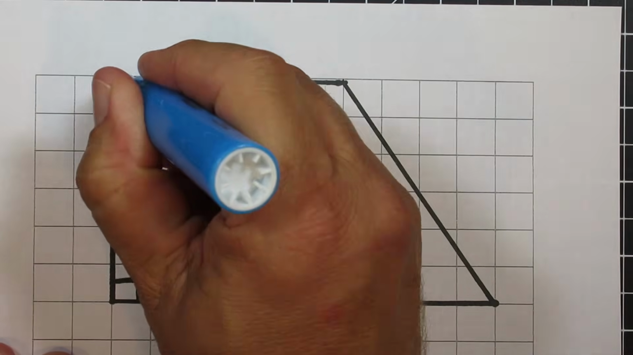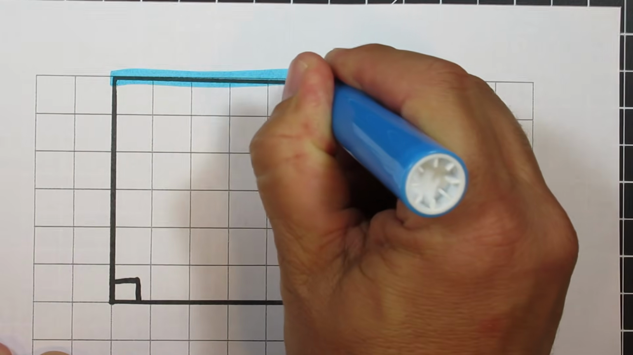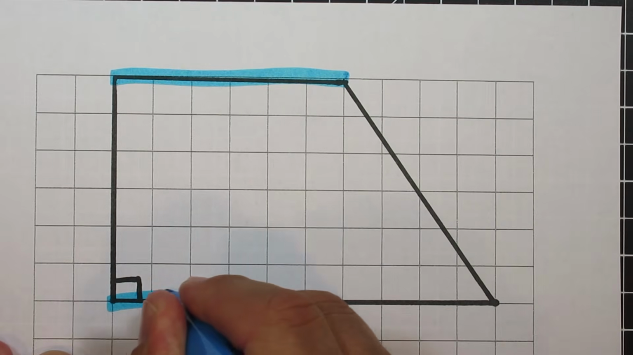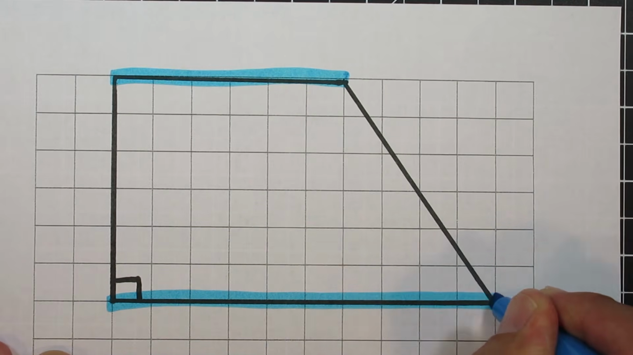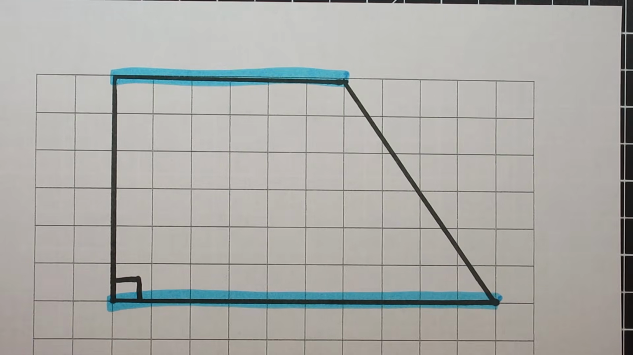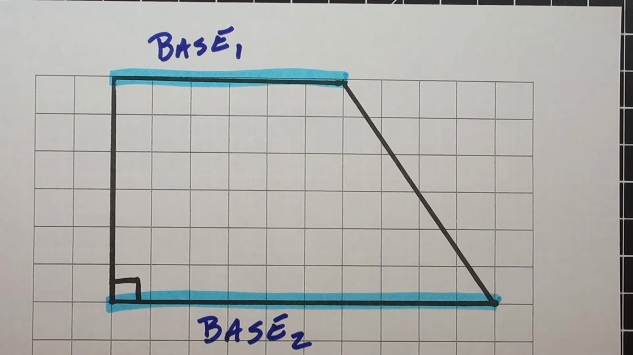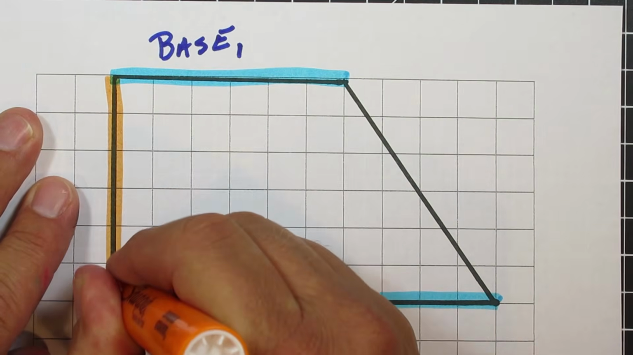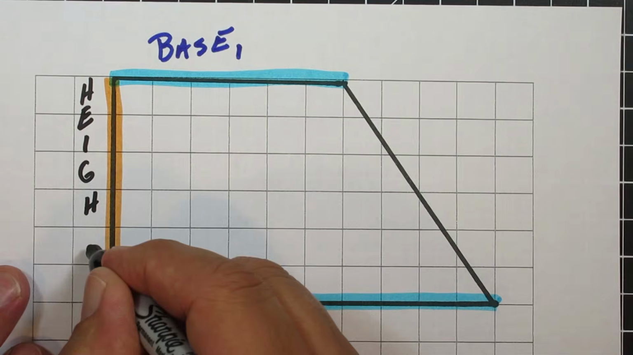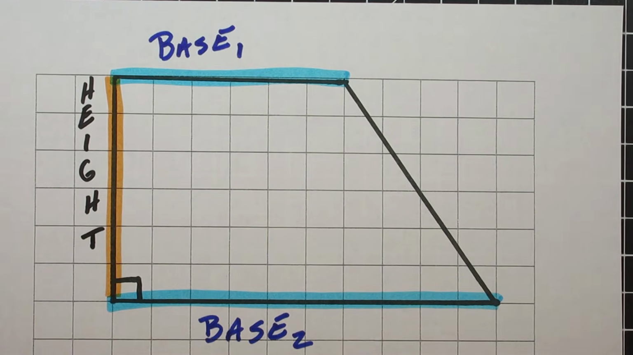When working with trapezoids, there's two key terms to know. The first is base, and there's base 1 and base 2. These are the two lines that are parallel with each other. The other key term to know is height. This is a line that goes straight up and down. You can also think of this as kind of the distance between the bases, base 1 and base 2.